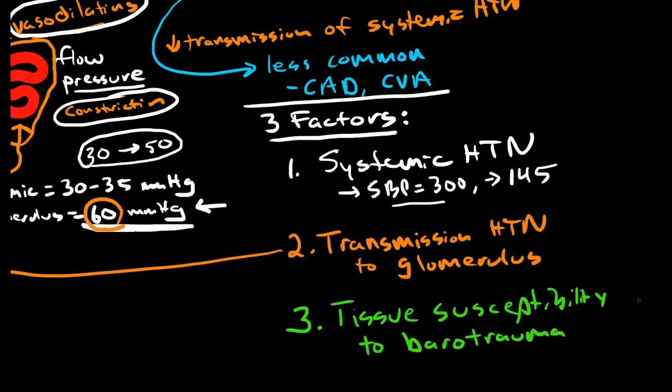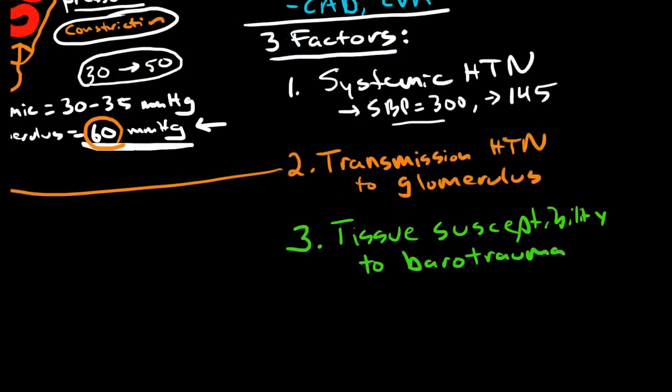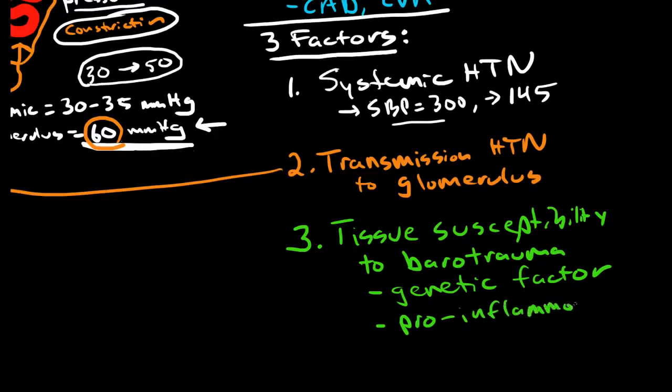Now what determines that? Well, there are going to be genetic inherited factors, and there are factors related to the pro-inflammatory condition of the body. The more inflammation we have, the more likely we are to have damage to the glomerulus, and you'll understand this when I talk about how important inflammation is to the development of hypertensive nephropathy. And then, of course, other diseases.